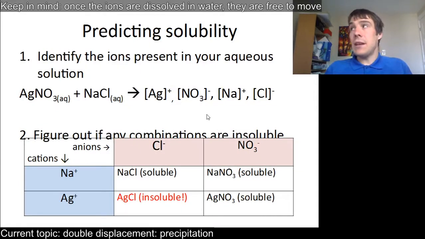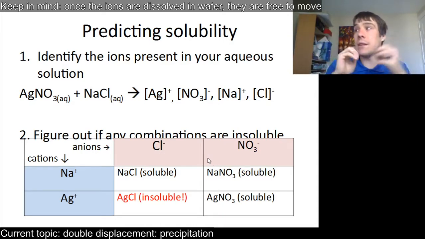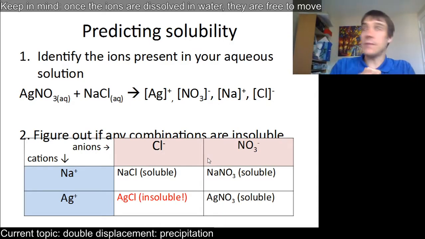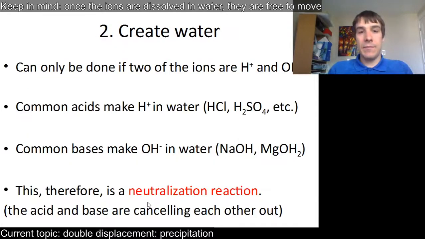So to predict this, it's pretty straightforward. You identify what the ions are, and then you just look in your table for all of the different combinations of your different ions. You have to look at all the different combinations. Because once again, once the ions are dissolved in water, they are free to move. And when we combine the two solutions, all of the ions are now going to mix and match and mingle. And if two of them mingle and that combination is insoluble, you're going to get precipitation.